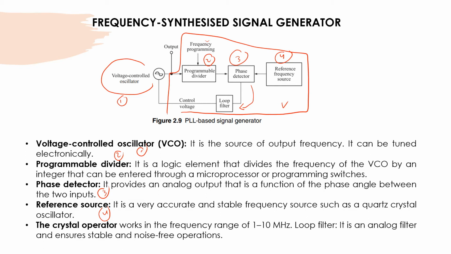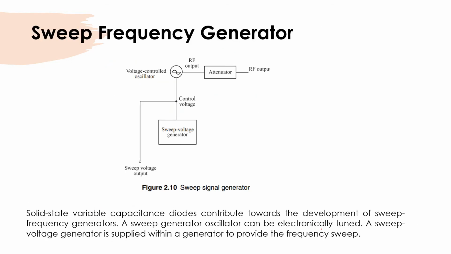And then the last one, a loop filter here, number 5, is an analog filter that ensures stable and noise-free operation. So this is the PLL based signal generator. We have five blocks in the diagram: voltage control oscillator, programmable divider, phase detector, reference frequency source, and a loop filter.